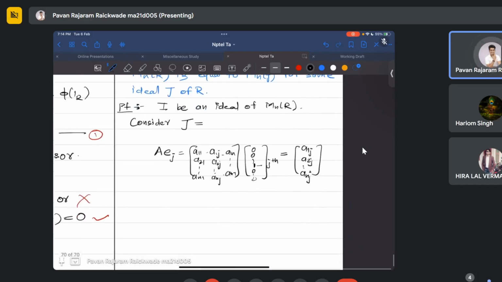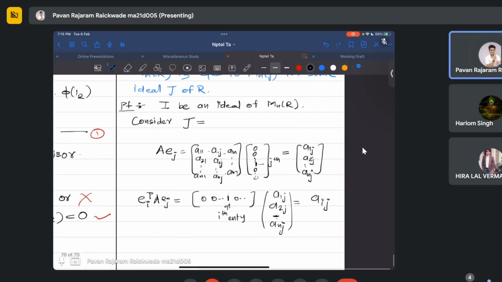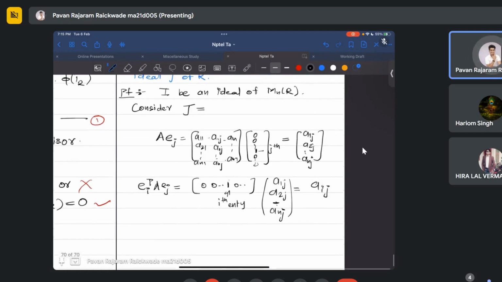And now if I do e_i transpose A e_j, then I multiply the row vector with 1 in the ith entry and 0 elsewhere with this column a_1j, a_2j, up to a_nj. So when I multiply, I get only a_ij, right? The ith entry multiplies the ith entry here, and I get a_ij. So this is how I collect all the entries in all matrices of I.